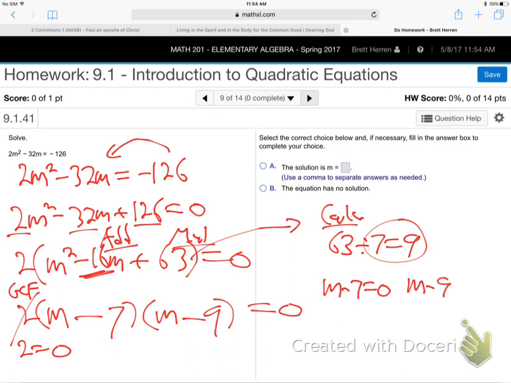m minus 7 equals 0, m minus 9 equals 0. Jump it over. You know the drill. It's going to be plus 7, plus 9. Does that make sense? There's no point in setting a pure number equal to 0, because that's just not true. 2 doesn't equal 0. But the parts that have letters, they can be 0. Solve for the letters: 7 and 9 are the answers.